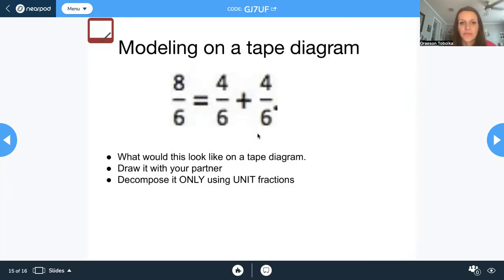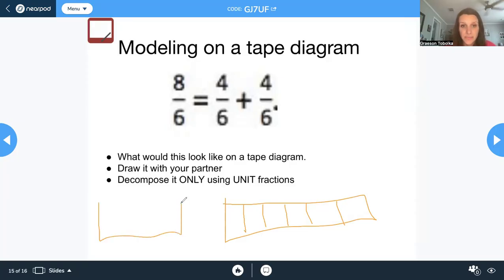Okay, so let's do 4/6 and 4/6, which gives us 8/6. Let's draw it. So we are going to do sixths. And remember, sixth is a one whole because that's our denominator. So I'm going to color in sixths. Okay. And I'm going to make another whole because we have more than one whole, because one whole is sixths.